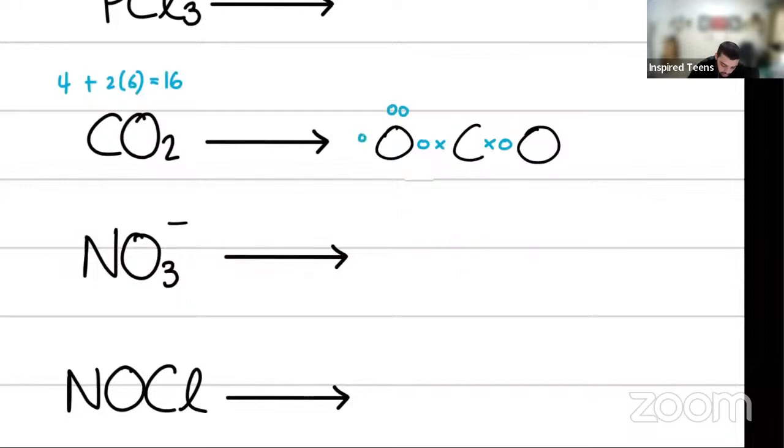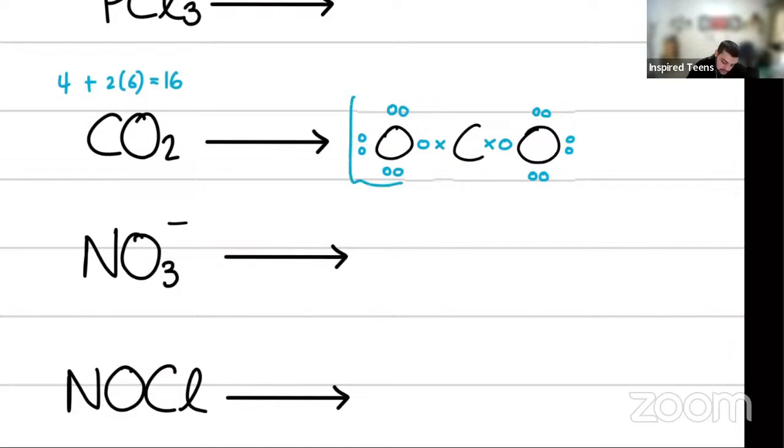1, 2, 3, 4, 5, 6. 1, 2, 3, 4, 5, 6. Okay, so let's count up our electrons once more. Here we've used 8. Here we've used 8. So that's 16. We're done. We cannot use more electrons, so we're done with electrons.